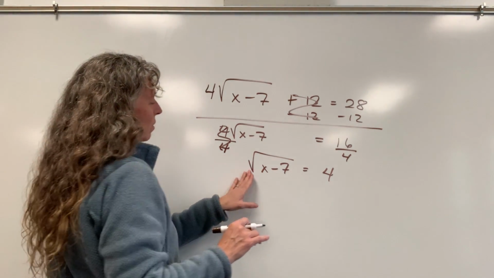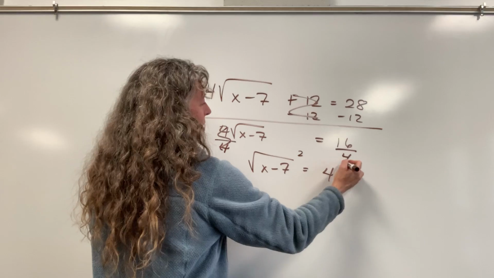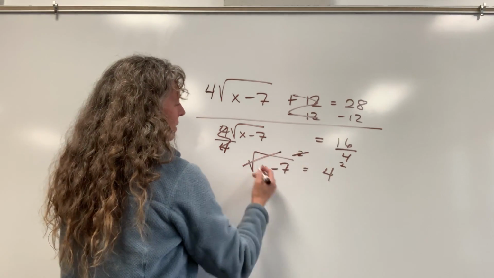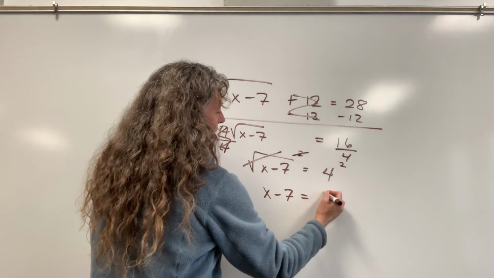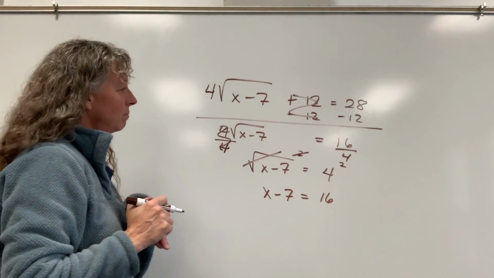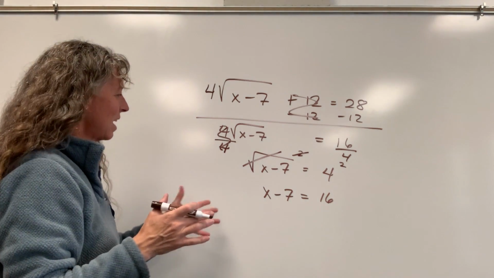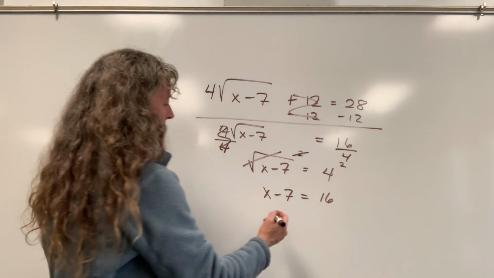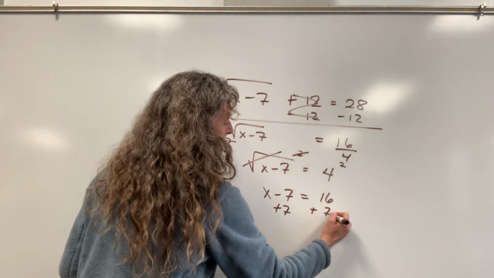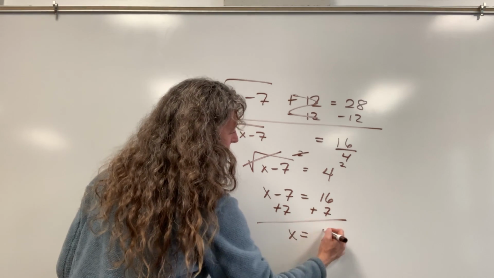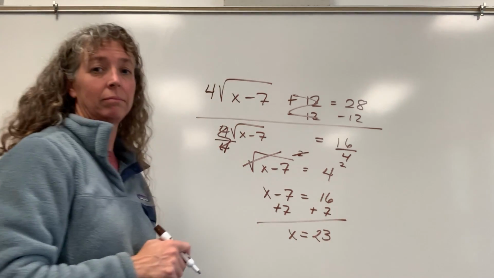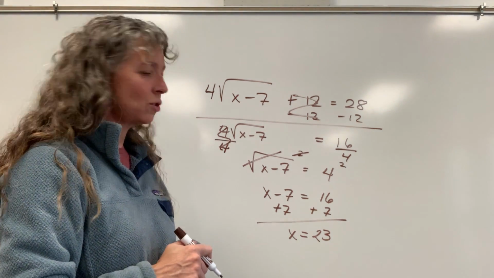Okay, so now we have a square root. The opposite of that is to square it, but we're going to be fair and do it on both sides. X minus 7 is going to equal 16 again. So we're back to 16. Now we just need to get rid of this minus 7. So we're going to add 7. And we're going to get that x is 23. Okay, so x is 23.